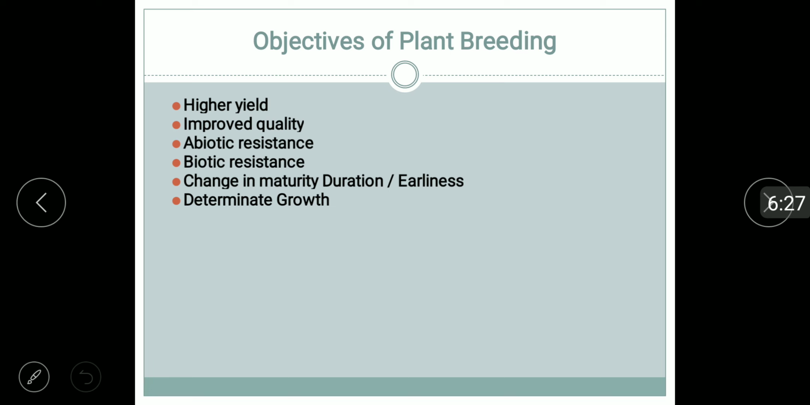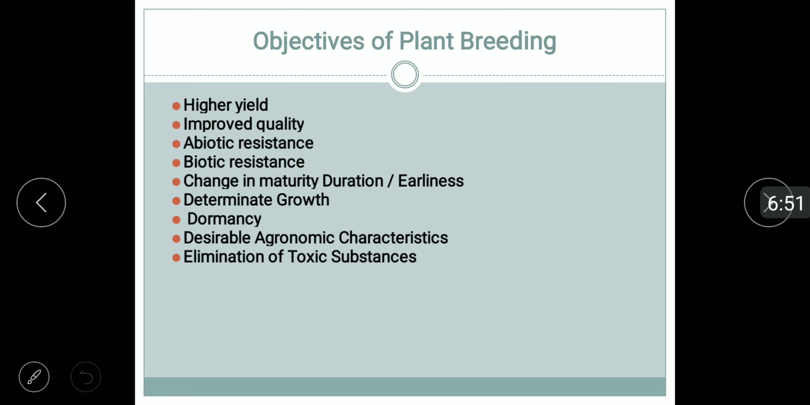And determinate growth. Growth should be determined; it should not spread so much that we cannot maintain it. Dormancy: in adverse climatic conditions, the crop should be in a dormant condition so that we can use it afterwards. Desirable agronomic characteristics, elimination of toxic substances.